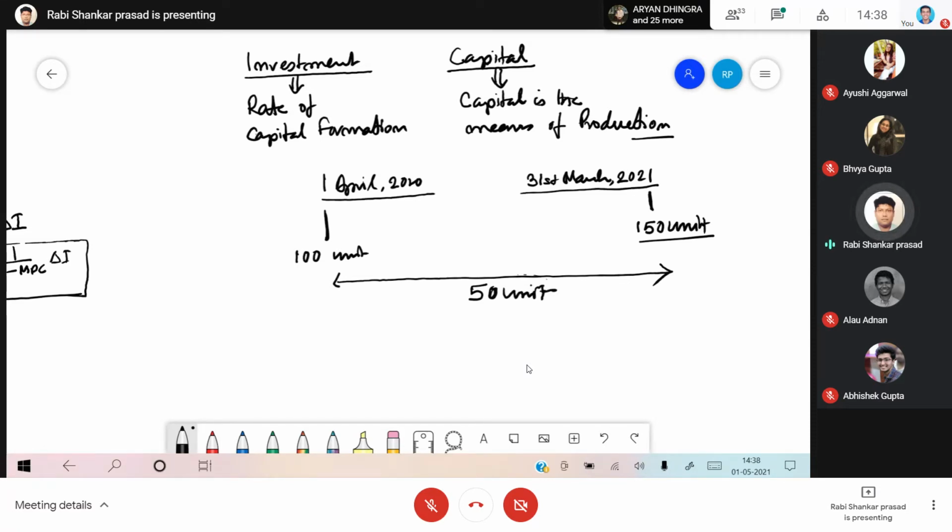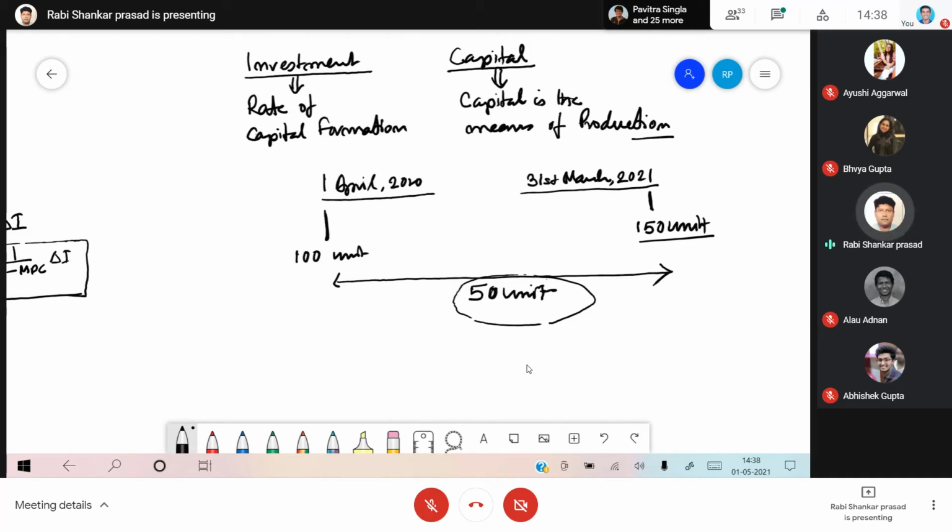This 50 units is the amount of capital you added to the already existing stock of capital. How much capital you added, that amount is known as investment. So in other words, investment is the amount of capital added during a given period of time. Added means capital formation, and since you are referring to capital formation within a given time period, it is better to say rate of capital formation.